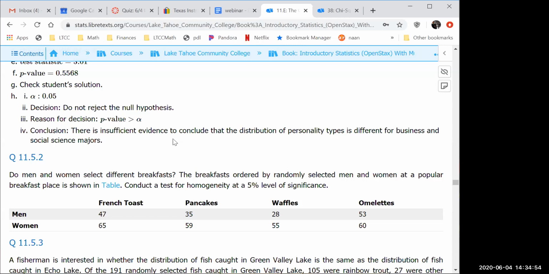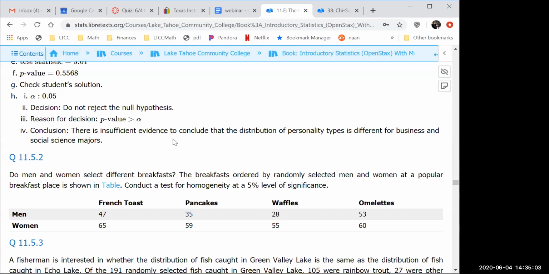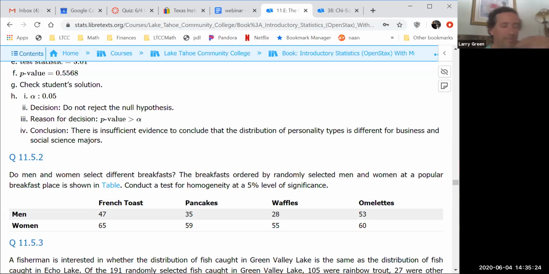All right. Well, now that we have our p-value, we can conclude. So do you want to state the conclusion? Yeah, it would just be there's statistically insignificant evidence to conclude whether men and women have the same ordering or whatever. Something like that. Yeah, something like that.